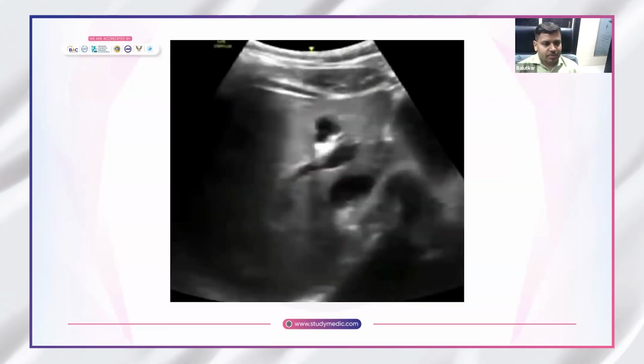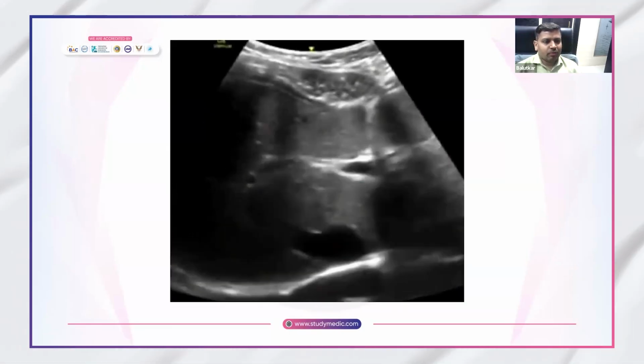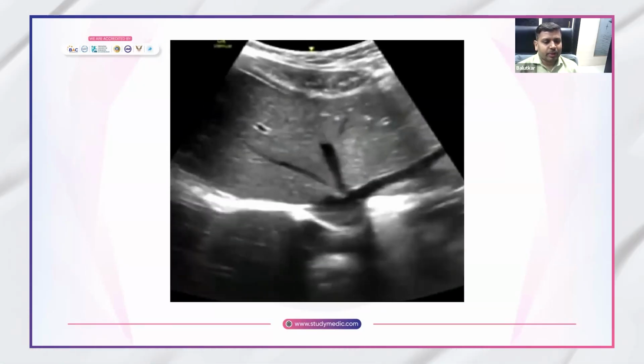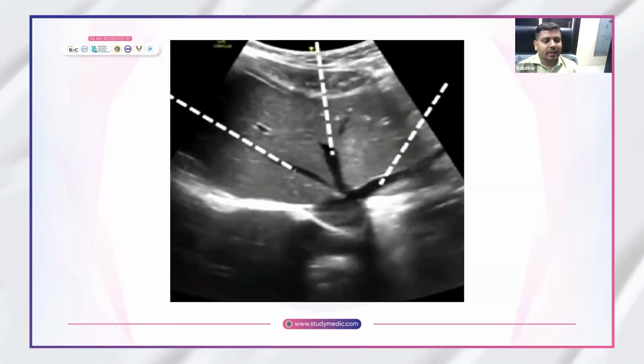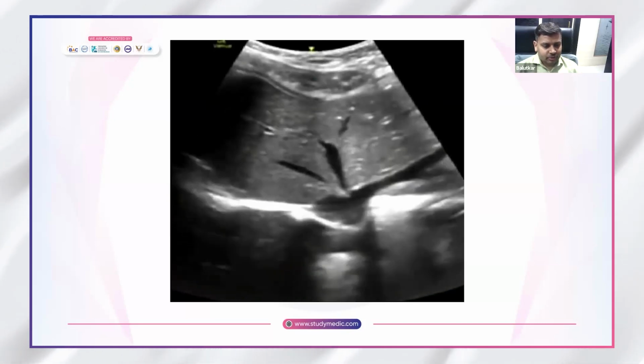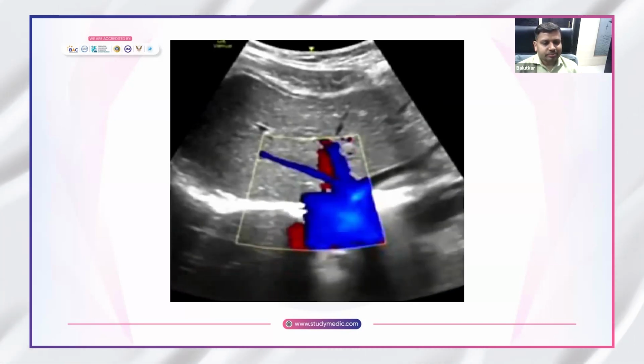As we can see, this probe is somewhat in the right subcostal region. We are able to see the branching of the portal vein, the main portal vein, as well as its right and left branches. Now if we direct the probe somewhat cranially, we can see the IVC, and we can see the confluence of the right, left and middle hepatic veins, which are draining into the IVC. Once we put color Doppler, we can see the flow pattern.